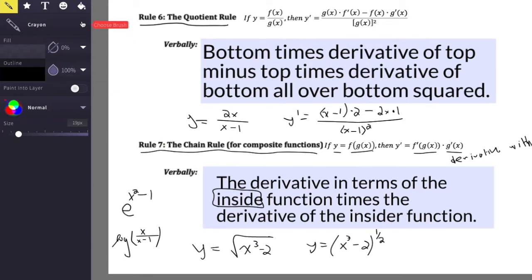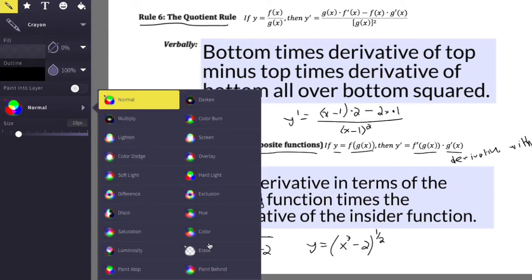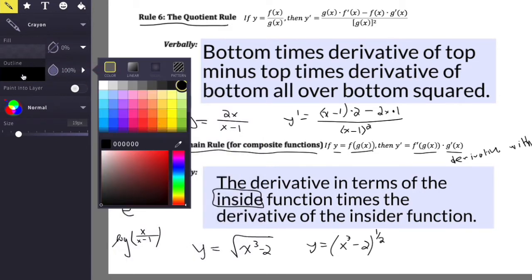I want a different color for this crayon. This is so complicated. Some of my friends call it a crayon. I always said crayon. Oh, just click the color.